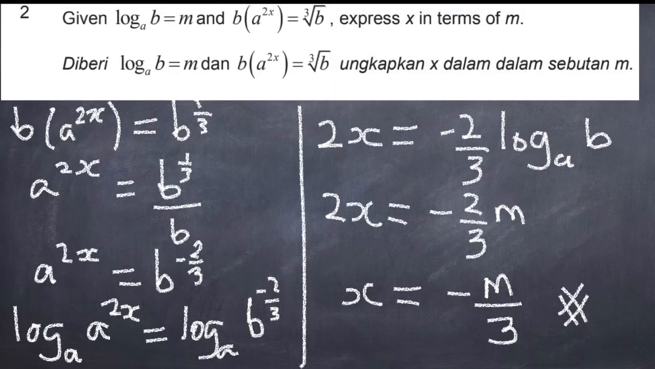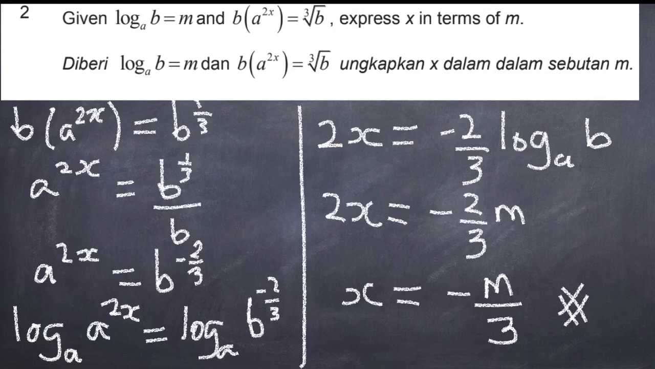Alright, question number 2. First, I change the cube root of b to b to the power of 1 over 3. And I bring over b, I divide by b. So when you have b to the power 1 over 3 divided by b, you subtract the power, so 1 over 3 minus 1 becomes negative 2 over 3.